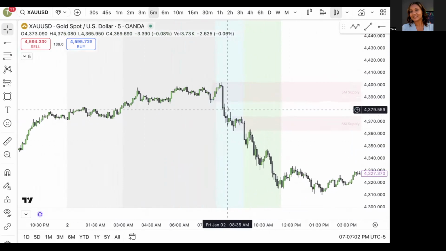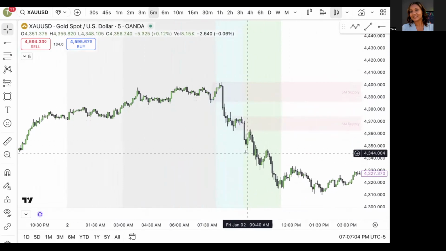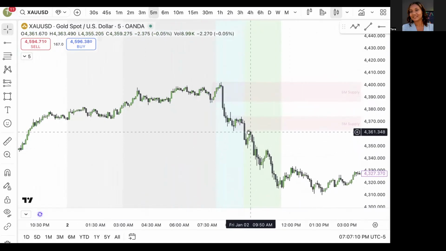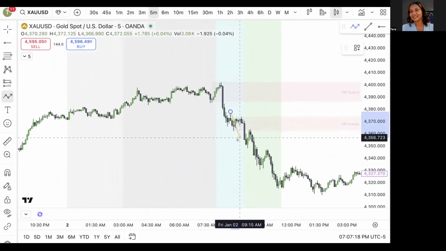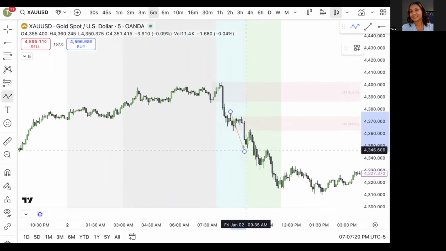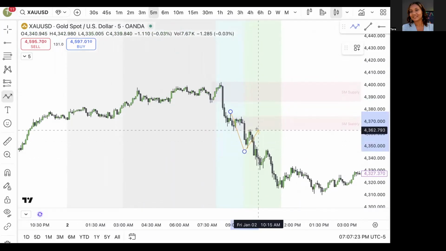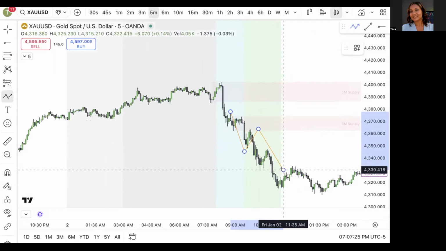Okay, we notice that price did return to this zone here at 9:45. Price tapped back into this zone. And so here's our path of price action. We saw price come down here. It left the supply area, returned to the zone, and continued downward.